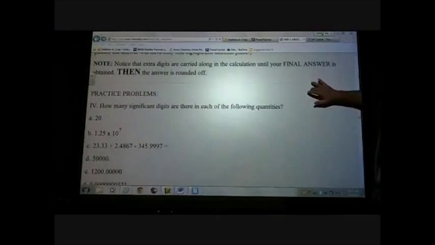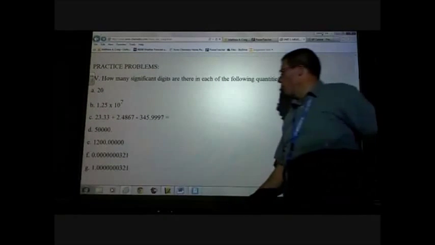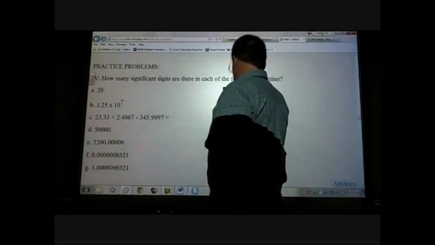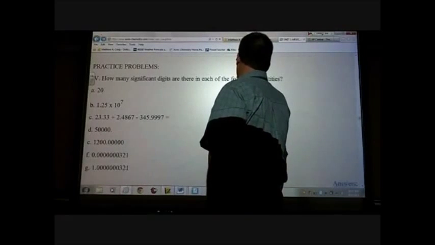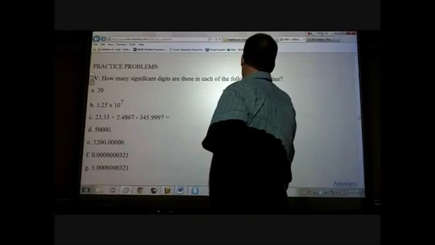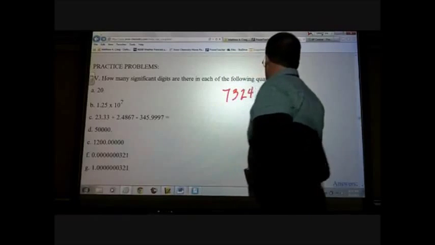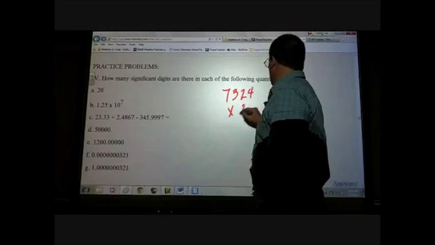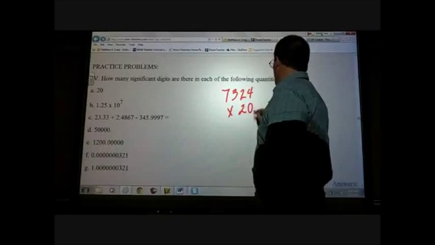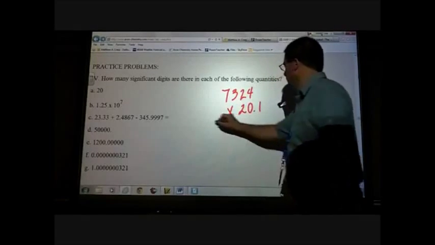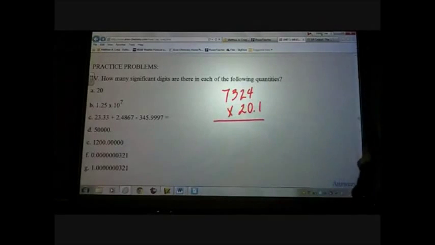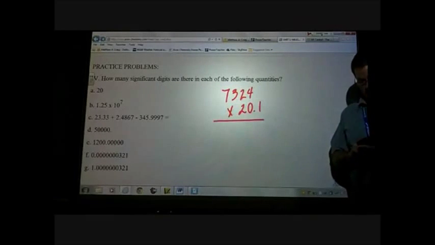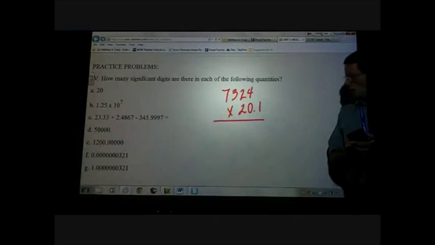Let me see if I have one. I don't. But let me use this open space. Let's say that I have 7,324, and I'm going to multiply that by 20.1. Okay. So if you have your calculator, type that in. See what you get. That'll give you a chance to use your calculator.